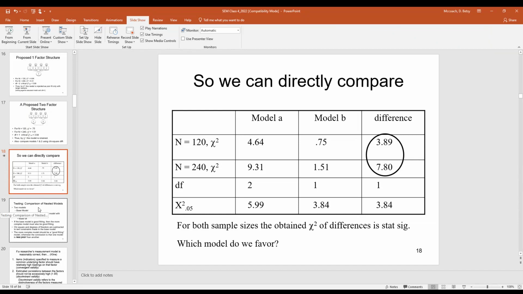But the logic is: a statistically significant chi-square difference favors the model that's more parameterized. That means it's the model with fewer degrees of freedom, right? And if it's not statistically significant, we favor the more parsimonious model. That's going to be the model with more degrees of freedom. And that sometimes throws people off too, because remember, more degrees of freedom means more constraints. We've constrained more things, so we have more degrees of freedom.